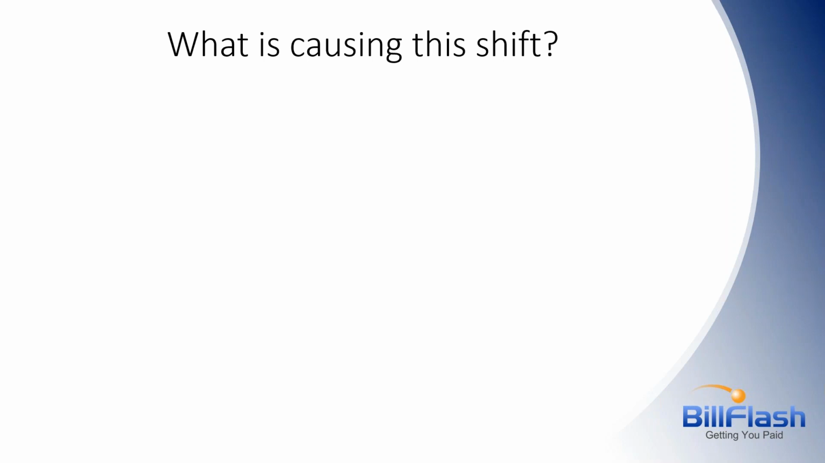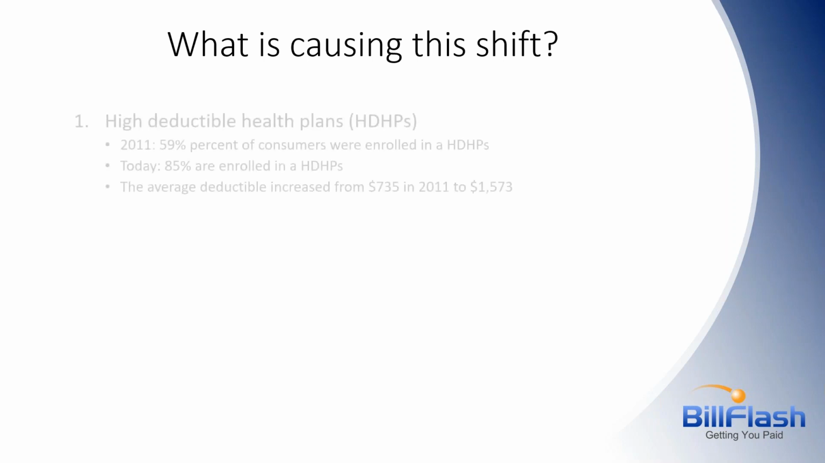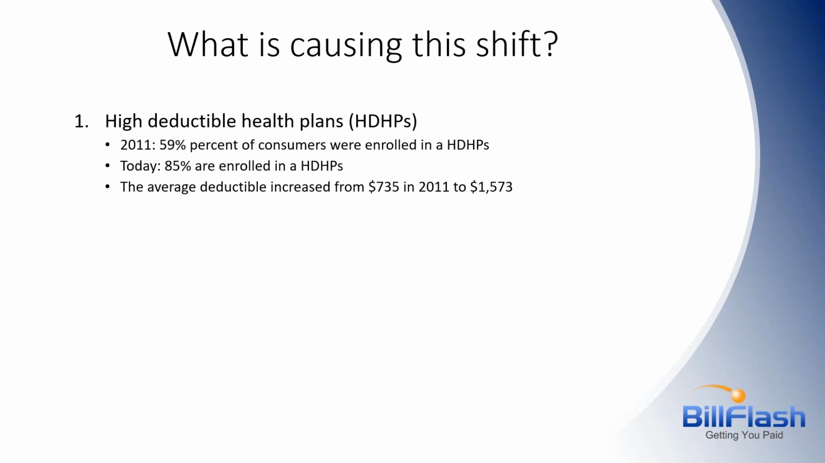What's causing the shift, though? Let's just talk about that for a second. It starts with high deductible health plans. High deductible health plans are requiring patients to meet higher minimums, which means that as a provider or practice, you can't plan on getting any kind of reimbursement from insurance companies until those minimums are met.